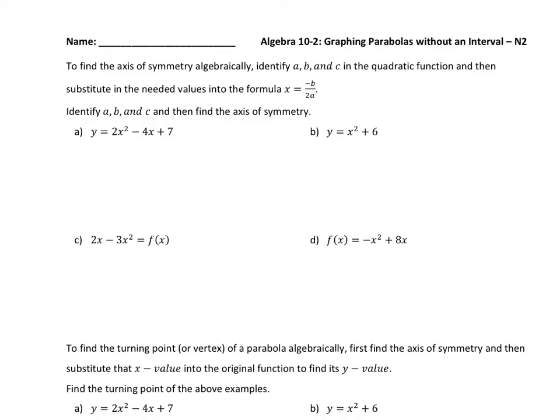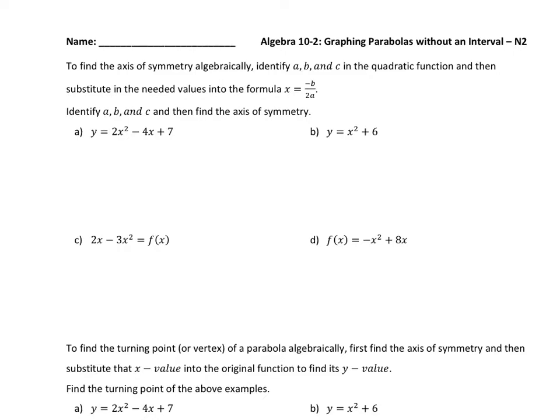Algebra, Unit 10, Lesson 2, Notes 2, Graphing Parabolas Without an Interval. To find the axis of symmetry algebraically, identify a, b, and c in the quadratic function, and then substitute the needed values into the formula x equals negative b over 2a.